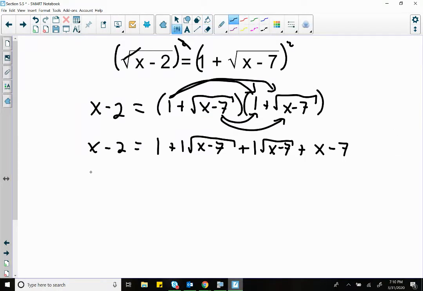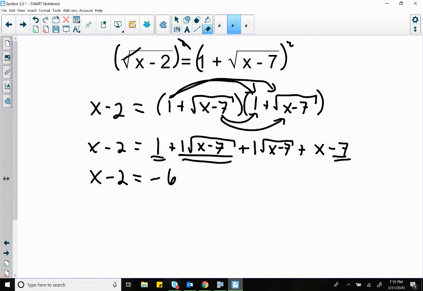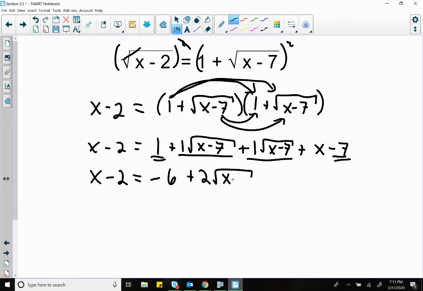Now let's combine like terms. So x minus 2 equals, is anybody getting together with the 1? You bet. The negative 7. So that gives us negative 6. These two in the middle are going to get together because they actually have the same radical, square root of x minus 7. And as we learned back in 5.3, you can put like radicals together. So that gives us plus 2, because 1 plus 1 is 2, square roots of x minus 7. And then last but not least, no one is getting together with the x.